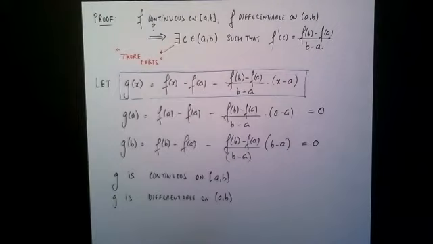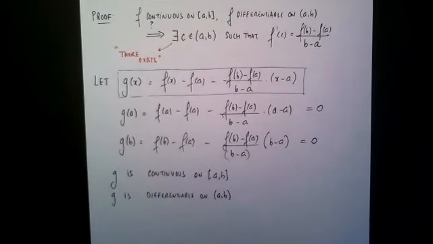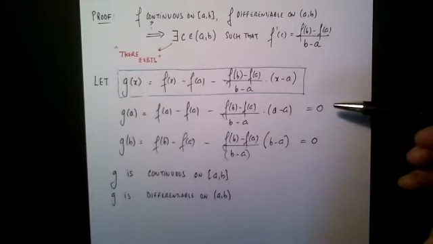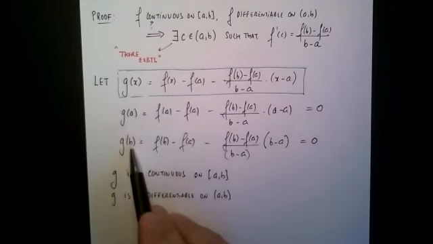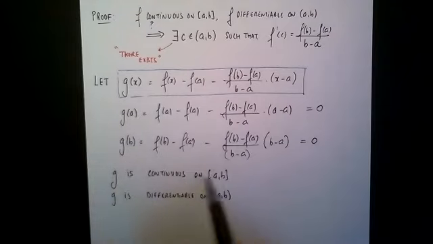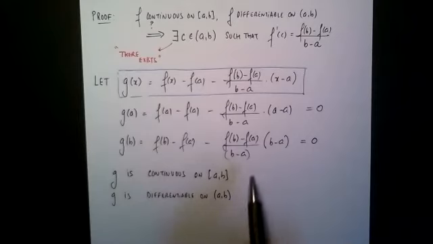Should I continue? Any other questions? Why are we doing g of a and g of b? What are we trying to prove? I'll show you. You're asking me where are you going with this? Okay, good. So look carefully. Since g of a is equal to g of b, and g is continuous, and g is differentiable, then we could apply now Rolle's theorem.